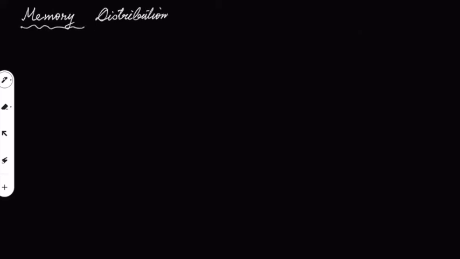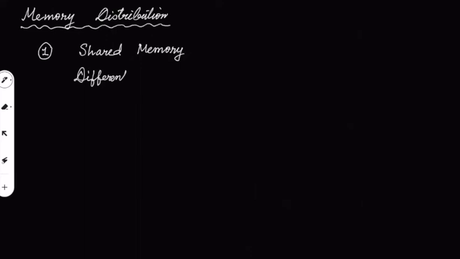Okay, in practice there are a lot of different things that one can do, but I will just discuss two main things. So one is called the shared memory. So what is this case? Different processors or different cores, now that we have coined that term, share the same memory.